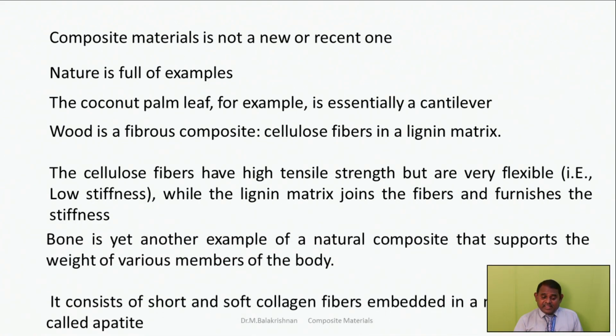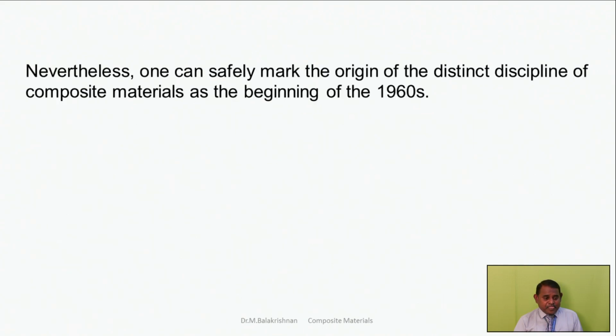And bone is another example of a natural composite that supports the weight of various members of the body. It consists of short and soft collagen fibers embedded in a mineral matrix called apatite. Nevertheless, one can safely mark the origin of the distinct discipline of composite materials as the beginning of the 1960s.